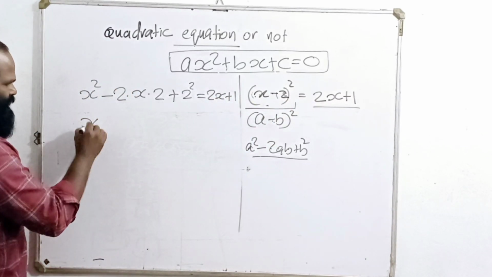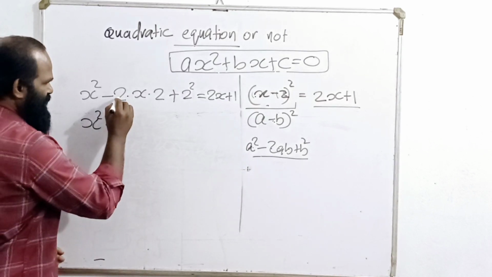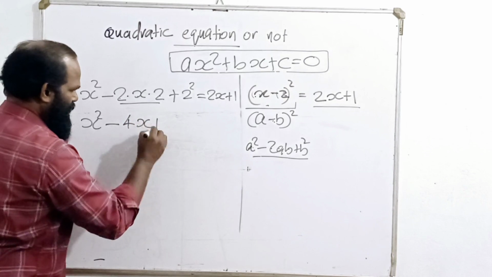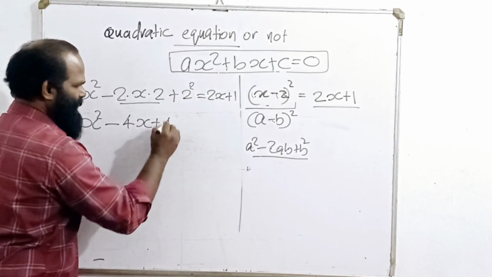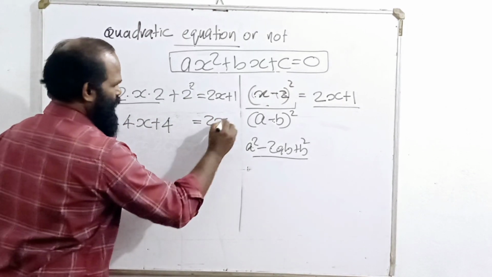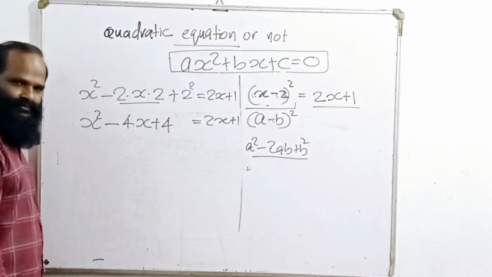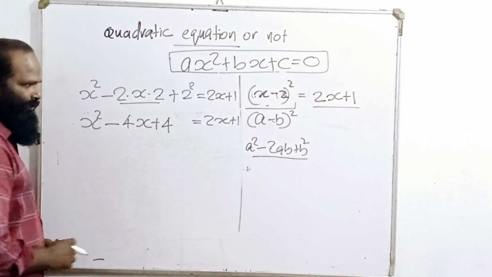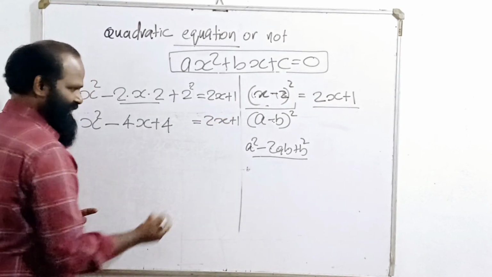X square minus 2 into x into 2, 4x plus 2 square is 4, is equal to 2x plus 1. We have solved the left hand side of this. But there are some terms on the right hand side.